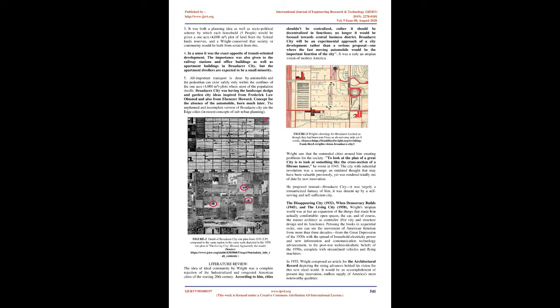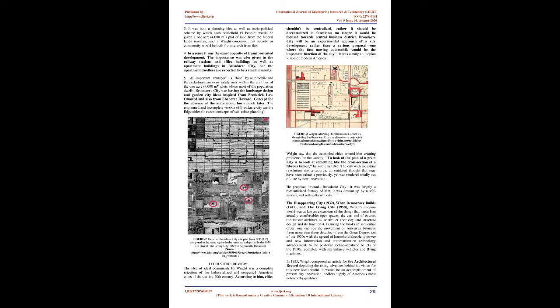He proposed instead Broadacre City. It was largely a romanticized fantasy of his, dreamt up as a self-sufficient city. The Disappearing City, 1932, When Democracy Builds, 1945, and The Living City, 1958. Wright's utopian world was at last an expansion of the things that made him comfortable: open spaces, the car, and of course, the master architect as controller for city and structure design and its functions.